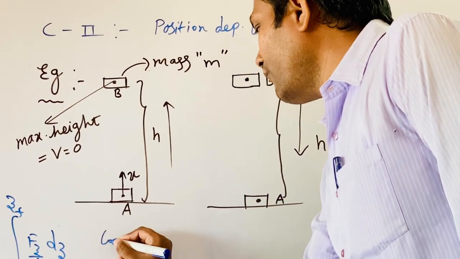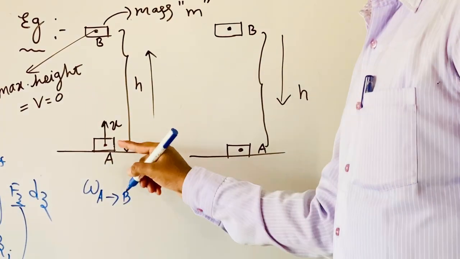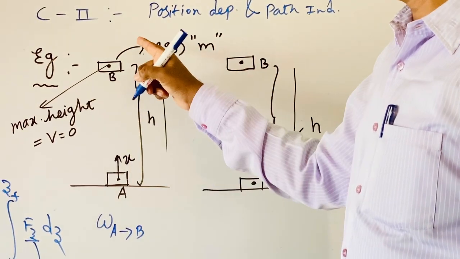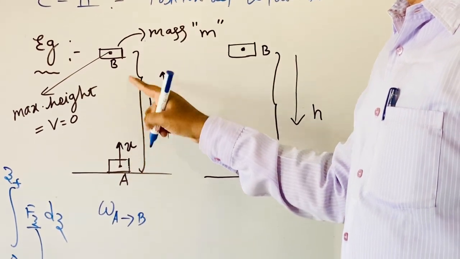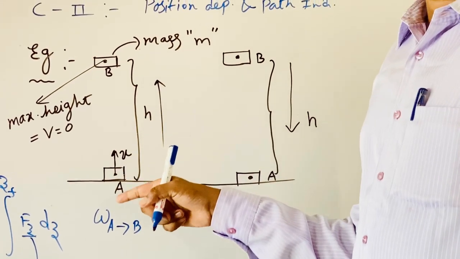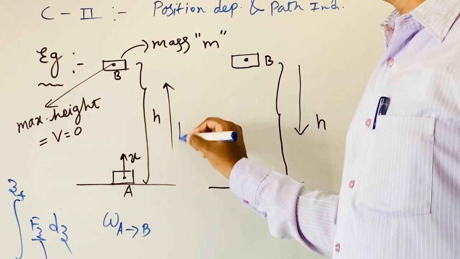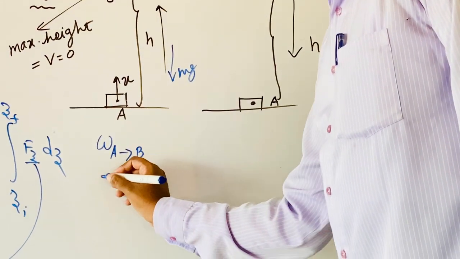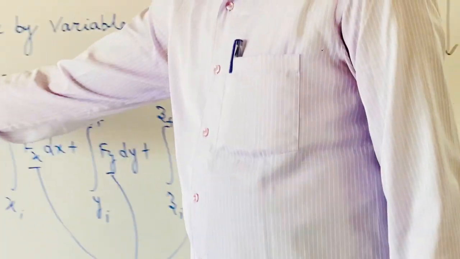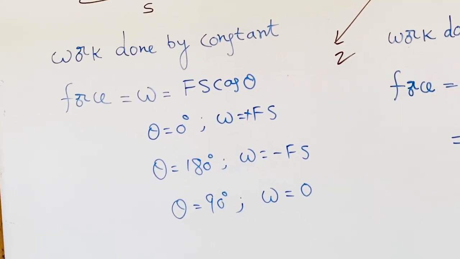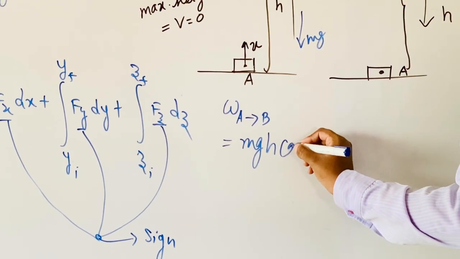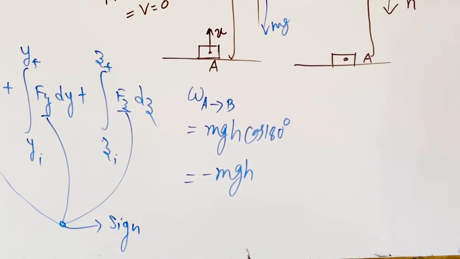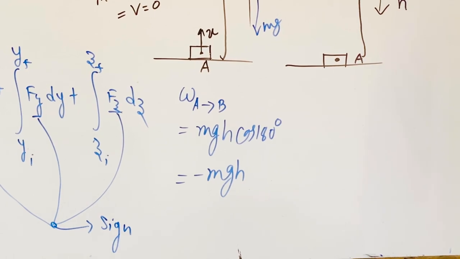Now for this figure, consider the work done by the gravitational force when the object is in motion from A to B. The object is moving in the upward direction, but the gravitational force is acting in the downward direction. Gravitational force is also constant in nature, and the angle between the gravitational force mg and the displacement h is 180 degrees. That's why we can write the work done by the gravitational force as mg into h into cos 180, using the formula F s cos theta, since mg is a constant force. Cos 180 is minus 1, so we can write minus mgh. So when the object moves from A to B, the work done by the gravitational force is minus mgh.